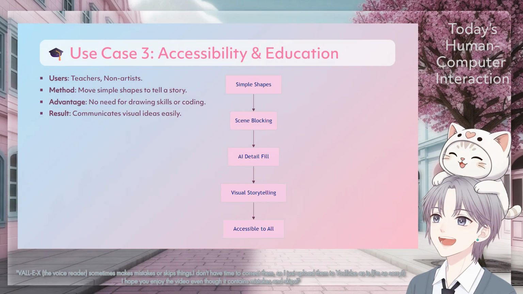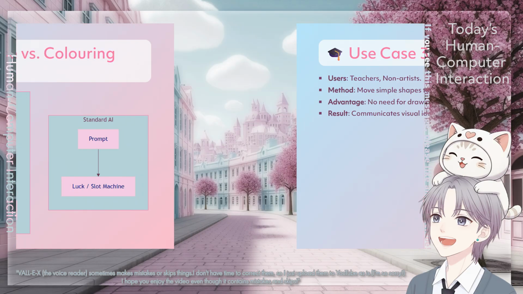Third, let's consider accessibility in education. Imagine a teacher who wants to show history to students, or perhaps an interface for people who cannot draw well. They can simply move simple shapes around on a screen to tell a story. They do not need steady hands for drawing or complex coding skills. They just block out the scene roughly, and the AI fills in the beautiful details. This helps people communicate visual ideas, even if they lack traditional artistic skills.